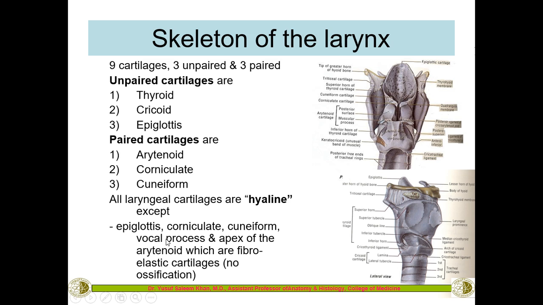So these cartilages which are not made up of hyaline cartilage will be made up of fibroelastic cartilage. These are made up of fibroelastic cartilage because they don't undergo ossification. So the epiglottis doesn't ossify. If it ossifies, it cannot move. So that's why it has to be non-ossified cartilage. So it will be fibroelastic cartilage. Hyaline cartilages can later become bonish.